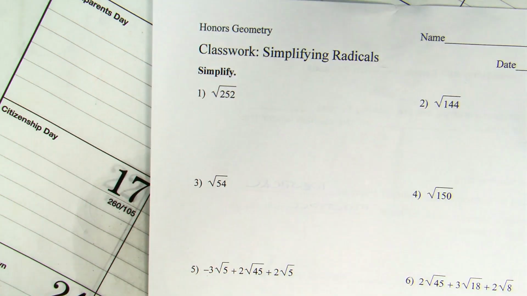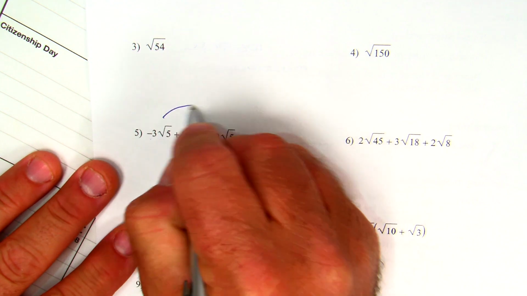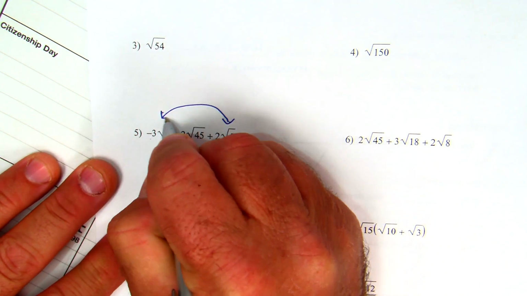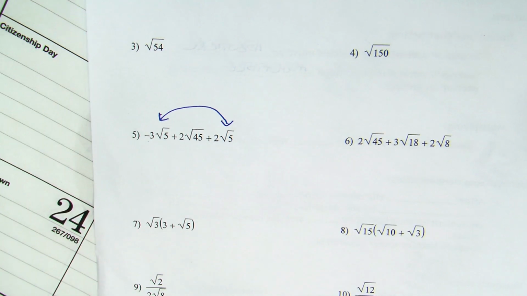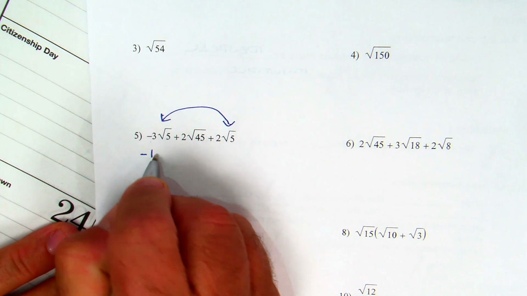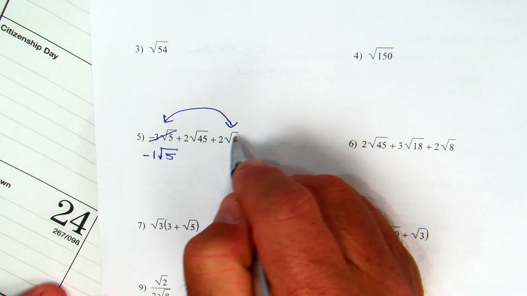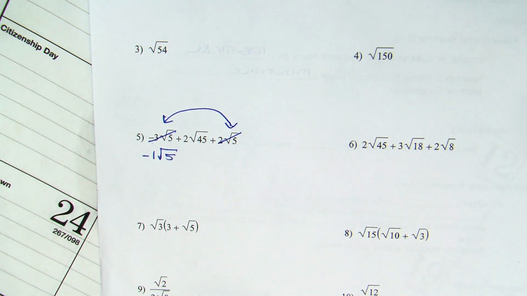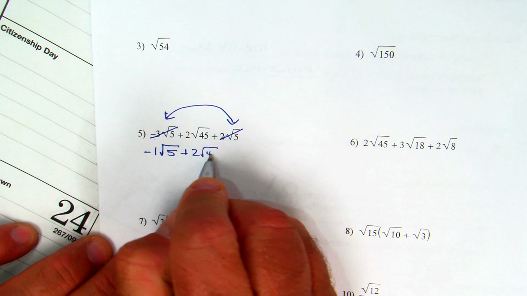So when I go on the back, -3 root 5 plus 2 root 45 plus 2 root 5. I'm looking at these two because those two radicals are exactly the same, so I can put them together. -3 plus 2, same thing as 2 minus 3. What do I get? -1. Your choice if you want to write the 1 or not. So I got -1 root 5. For the time being, I'm just going to rewrite the 2 root 45.